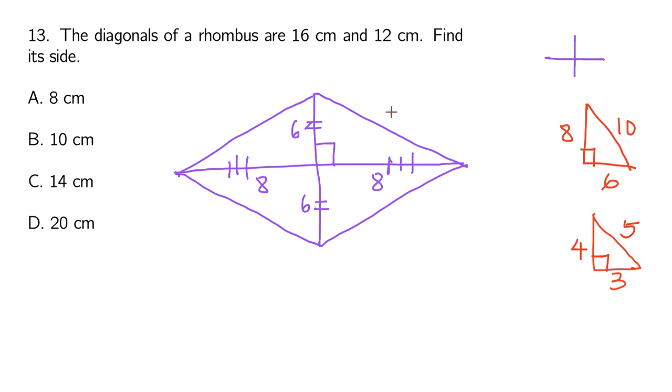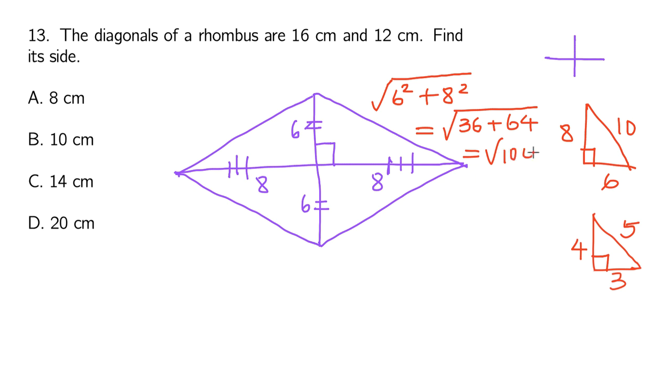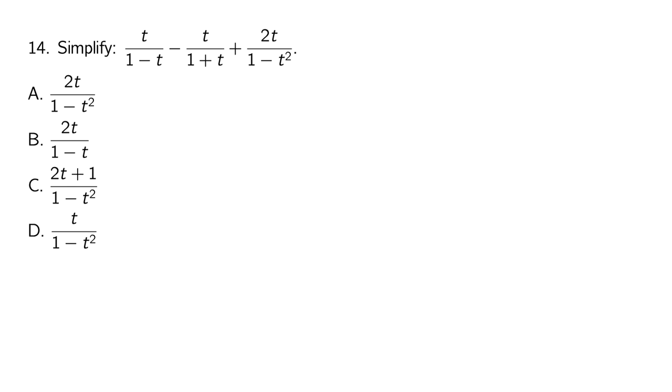So Pythagoras theorem says that this length is equal to the square root of 6 squared plus 8 squared. Now the square of 6 is 36, and the square of 8 is 64. And 36 plus 64 is 100. And the square root of 100 is 10. So that's our answer. The next problem is question 14. We're supposed to simplify this fraction.